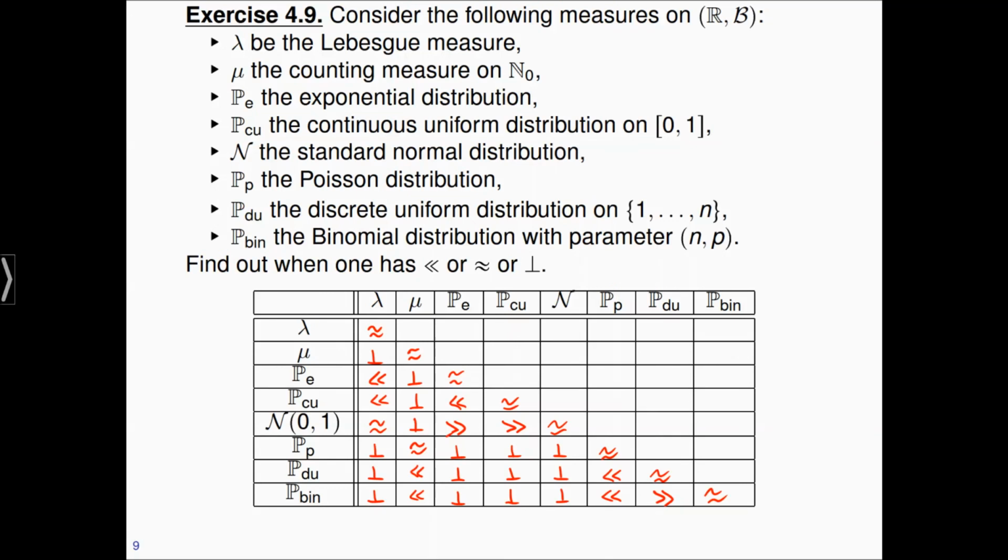So here's my solution. I filled in the table. I'm not going to talk about all these items. Please just check with your own solution, and if you see things that are not the same, please think about it again. And if you have questions, please write to me or ask your tutor, and then we can clarify this.